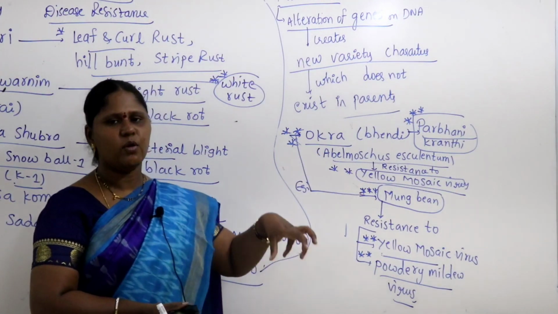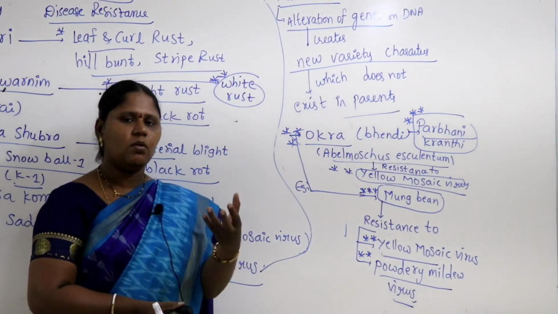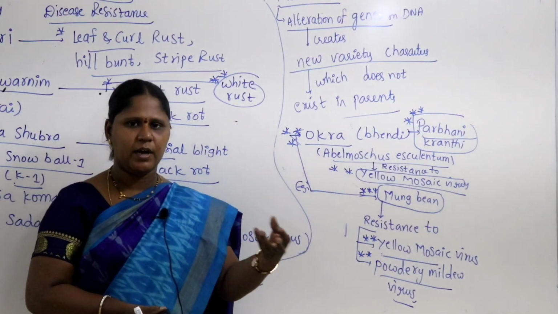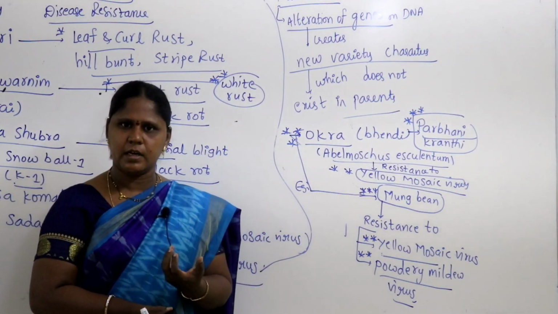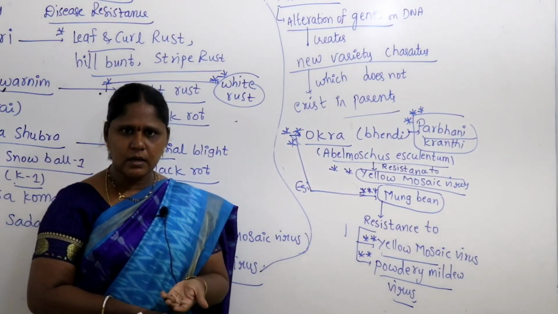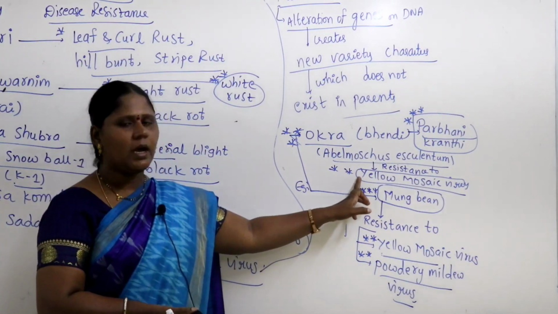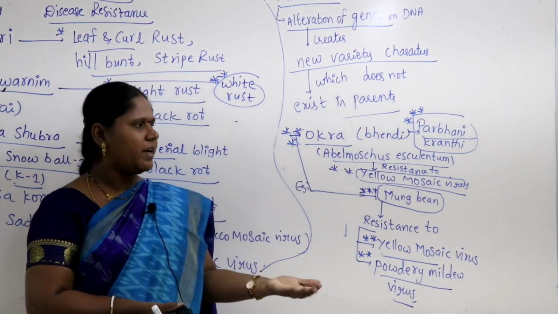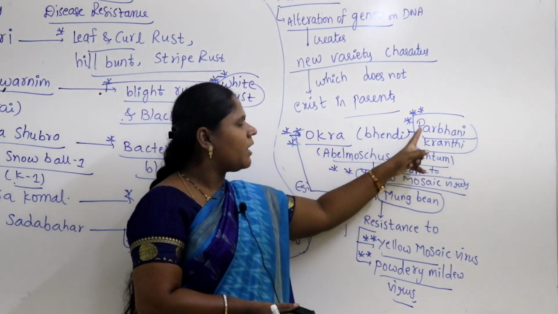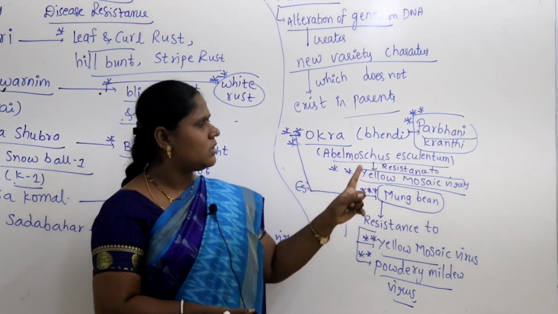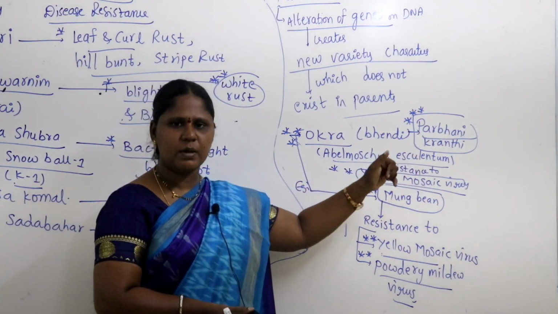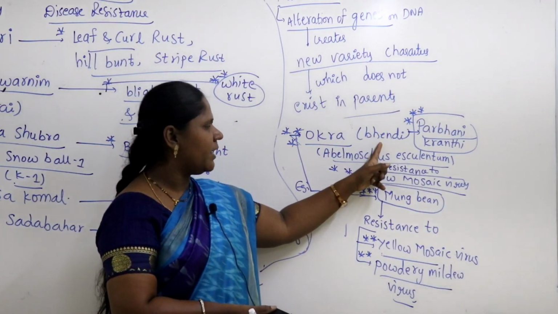That new variety that is created, bendy variety, is a wild variety we are taking, a naturally growing bendy plant, whose genes are altered. Now it is showing resistance to yellow mosaic virus. That new variety is named as what? Parbani Kranti. What is Parbani Kranti? Lady's finger, that is bendy.